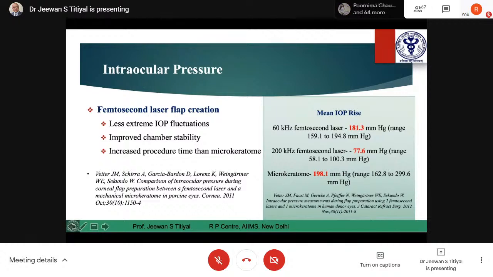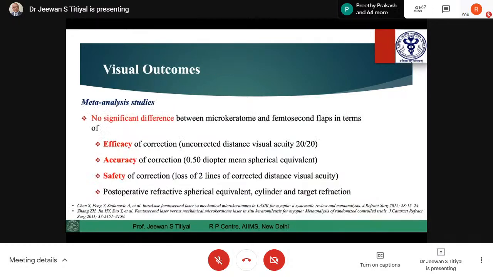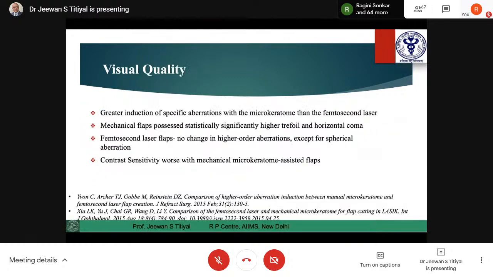The microkeratome is a single pressure rise, and this is beyond the limbus area. While with femtosecond, you have a two-pressure rise, one while holding the contact lens onto the ocular surface, then subsequently during ablation. That is the time where pressure goes almost up to 180. But that time is very short for us, less than 30 or 40 seconds. Outcome-wise, both femtosecond and microkeratome are equally efficacious, not much of a difference.